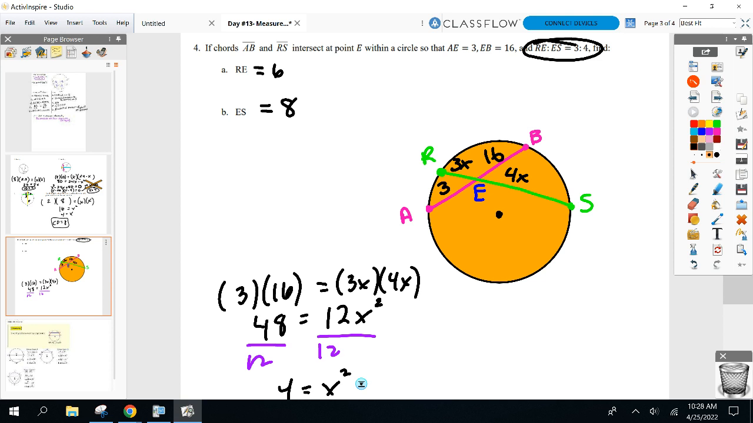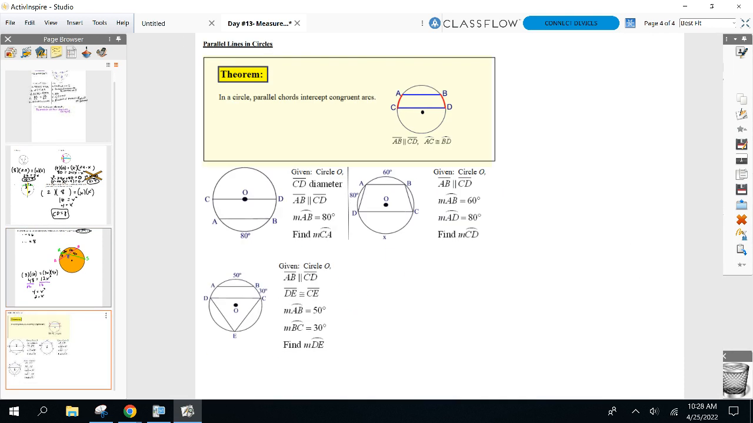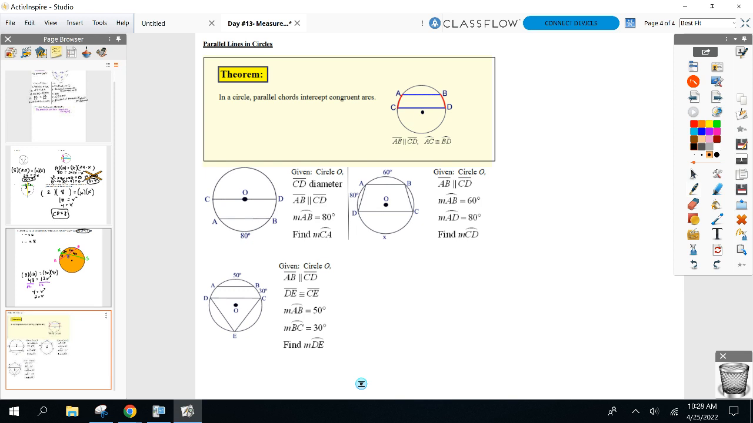Any issues with the segment times segment? All right, this one's not bad at all. Here's, in a nutshell, what it's saying. I have two chords, they're parallel to each other. So in this case, AB parallel to CD. If that is true, that implies the arcs in between are congruent. Two chords are parallel, the arcs in between them are congruent.